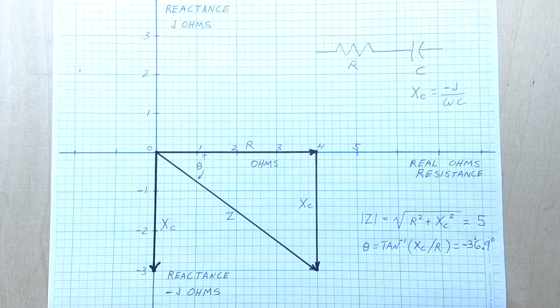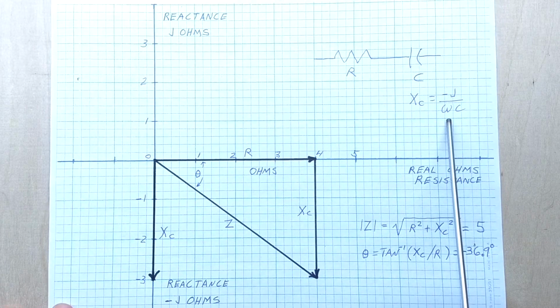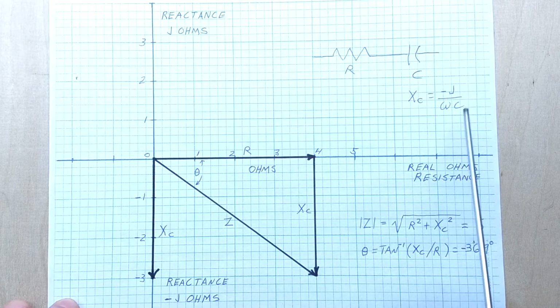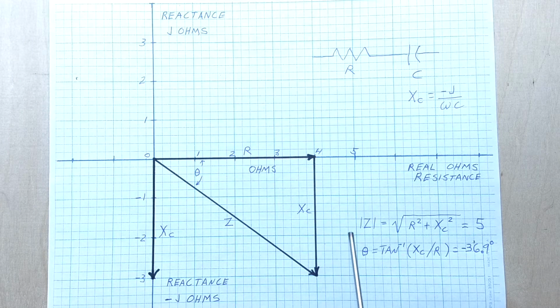Okay, here's the phasor plot for an RC circuit. In this case, the reactance is negative from our formula here. And again, the impedance is the square root of the sums of the squares of the sides. Again, that's the Pythagorean theorem. So we end up again with 5 ohms of impedance, the magnitude.